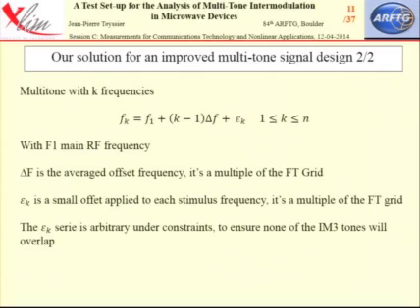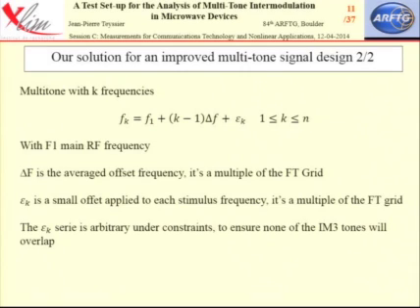Usually we have only this part, and we just add a small parameter. So usually, with equally spaced frequencies, it's like this. F1 is the main RF frequency, and then we offset this, and delta F is the average offset frequency. So let's have this figure be a multiple of my Fourier transform grid. My Fourier transform grid can be 1 kilohertz, for example.